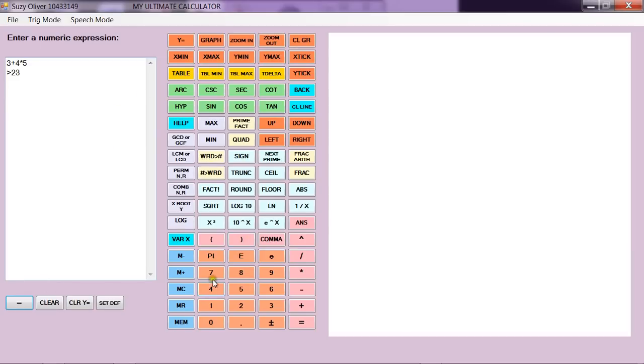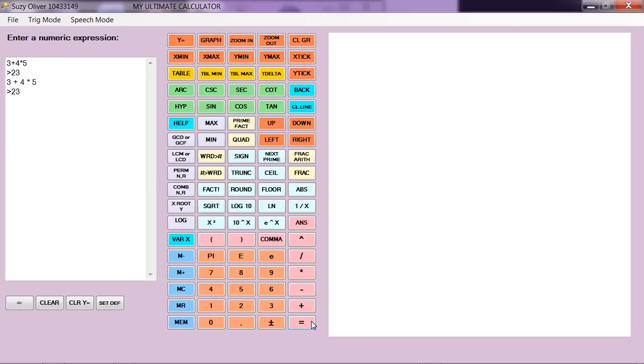Then I can also enter things here. I can do the same thing. 3 plus 4 is, let's see, and then times 5. Equals 23.